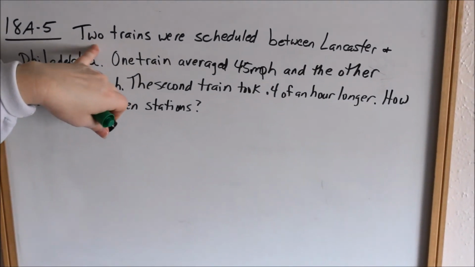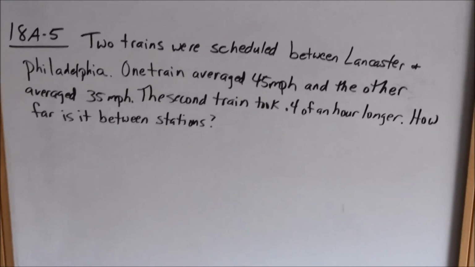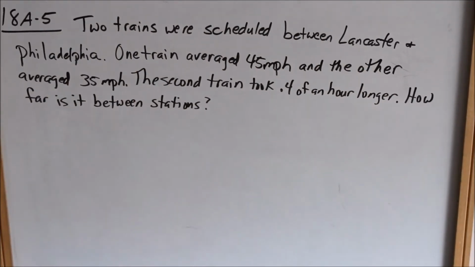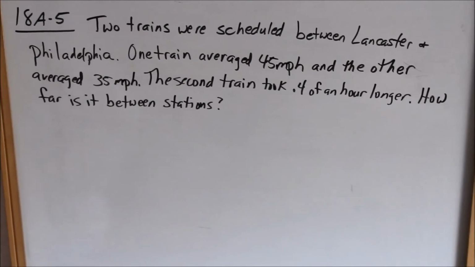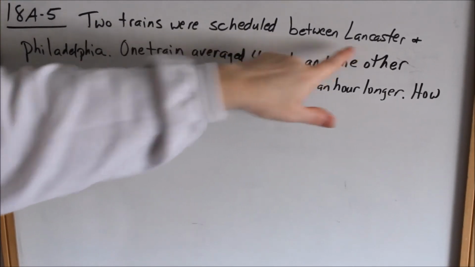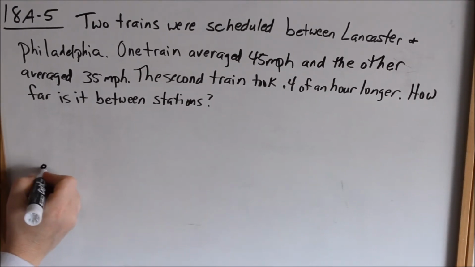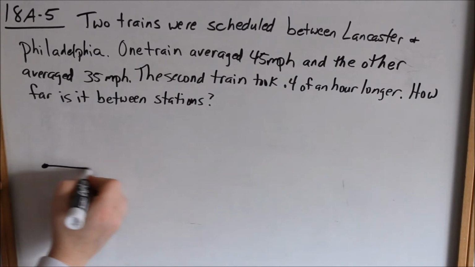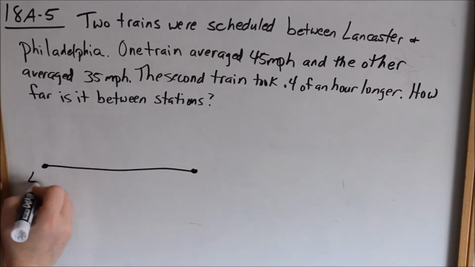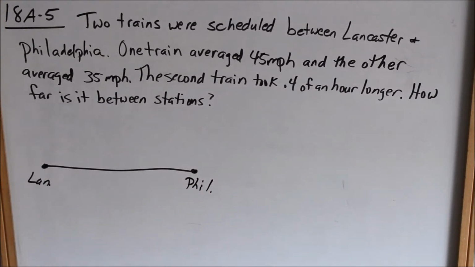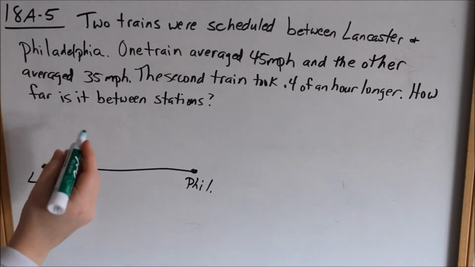Again, we're dealing with two objects, two trains. In this lesson, when you're dealing with two objects, they're going to be going the same distance, because two trains were scheduled between Lancaster and Philadelphia. So there you go. We've got two trains and they left Lancaster and then they went to Philadelphia. That tells you right there they are going the same distance. They probably didn't travel the same amount of time, nor did they probably go the same speed.